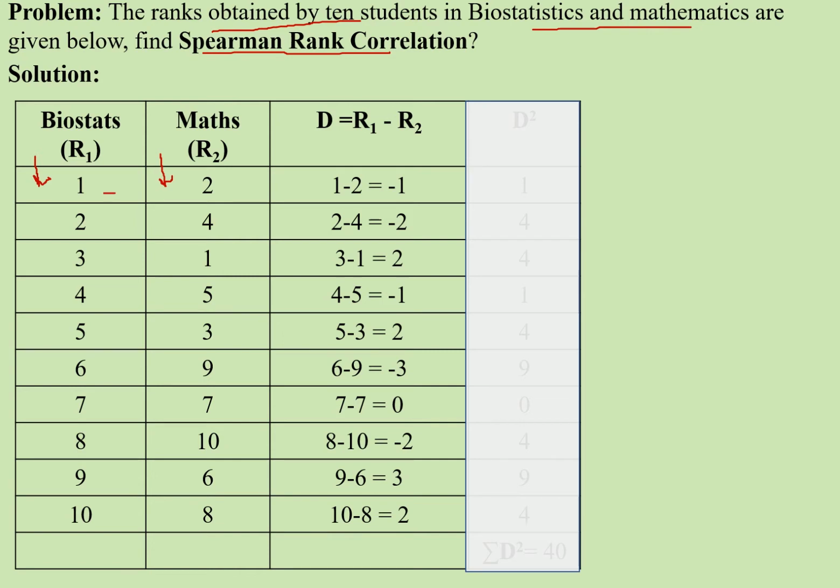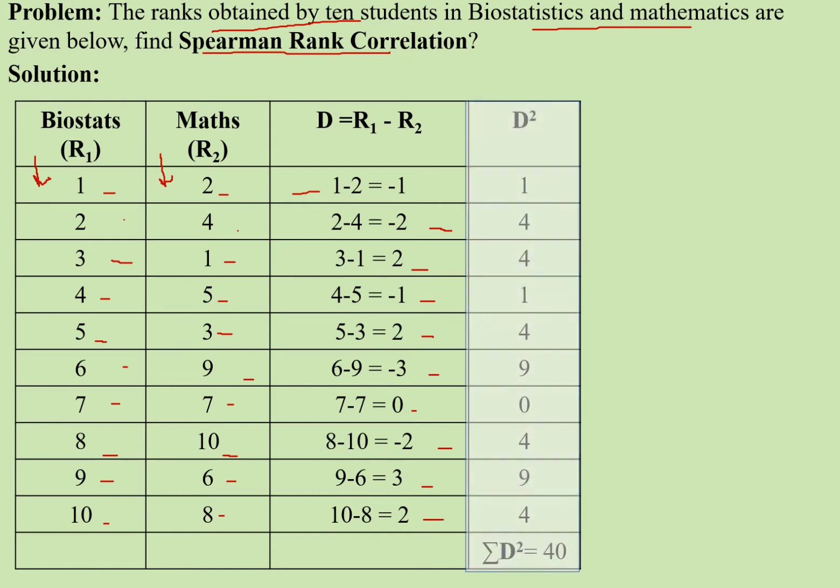So 1 minus 2 is minus 1. 2 minus 4 is minus 2. 3 minus 1 is 2. 4 minus 5 is minus 1. 5 minus 3 is 2. 6 minus 9 is minus 3. 7 minus 7 is 0. 8 minus 10 is minus 2. 9 minus 6 is 3. And 10 minus 8 is 2.